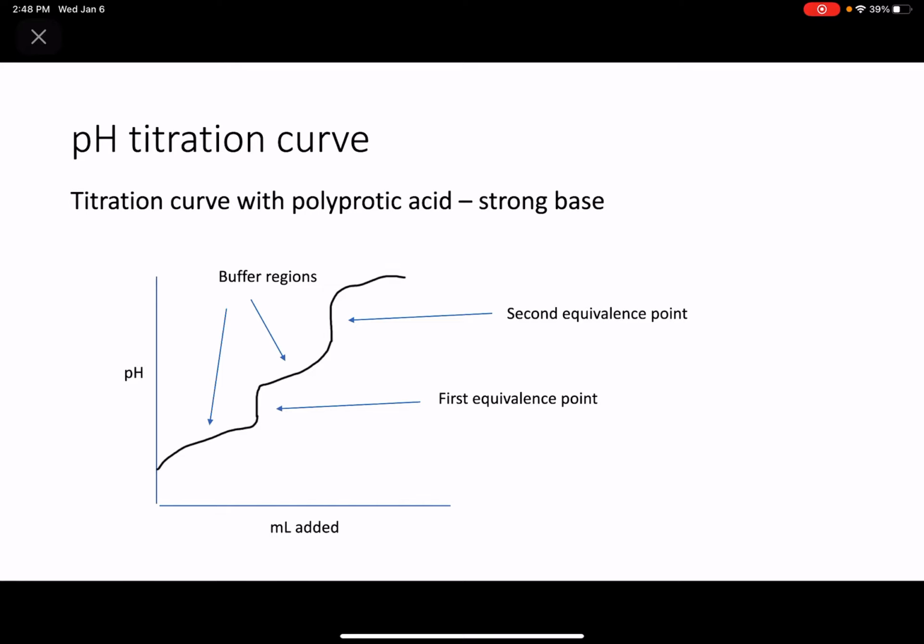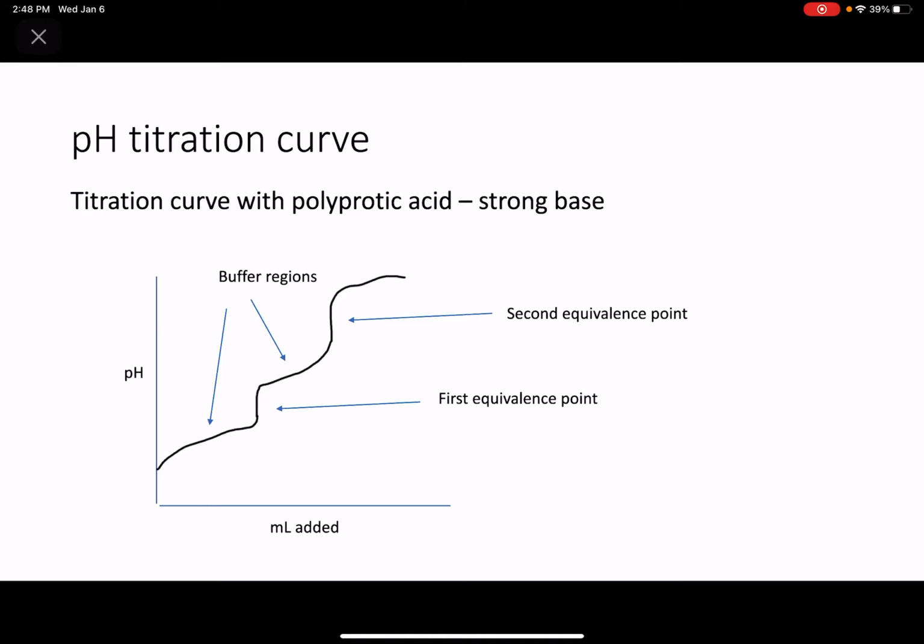We start with the acid before we start adding base, and then we titrate into a buffer region where we've got both the acid and its conjugate base. And eventually we get to the first equivalence point where we have completely reacted the OH minus with all of the first proton. Then we start reacting with the second proton. It does it sequentially. It doesn't do them two at a time. It does all of the first proton, then all of the second proton.